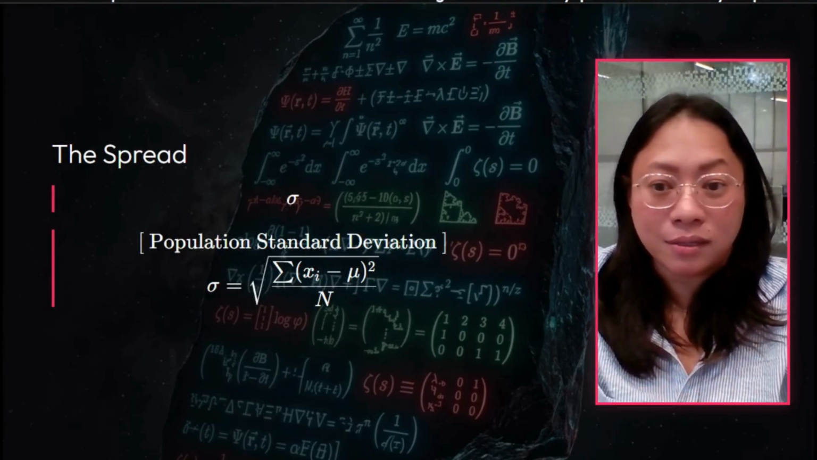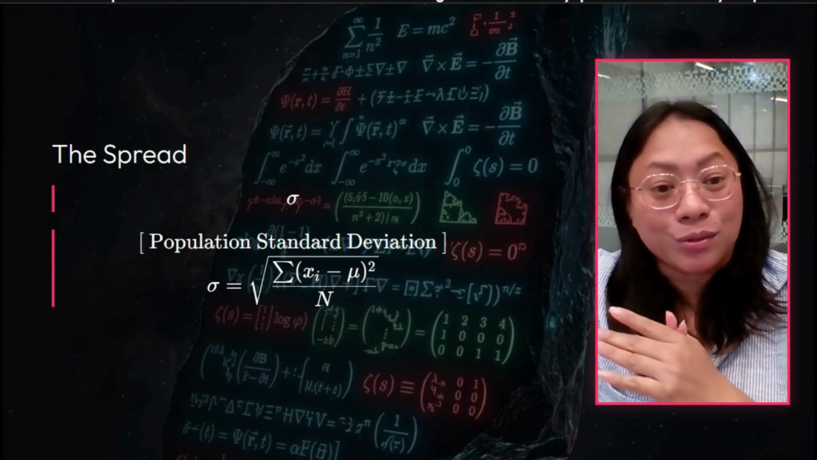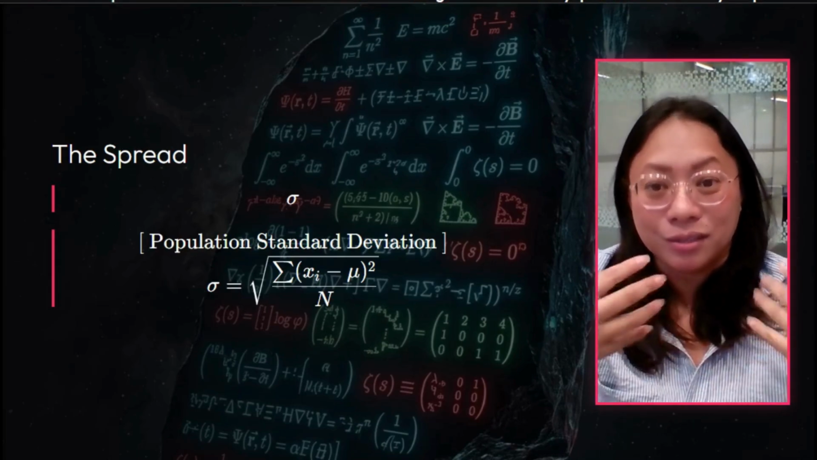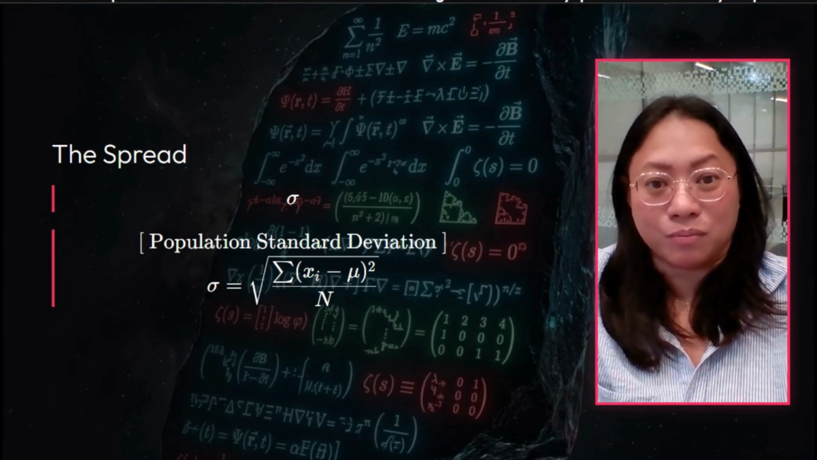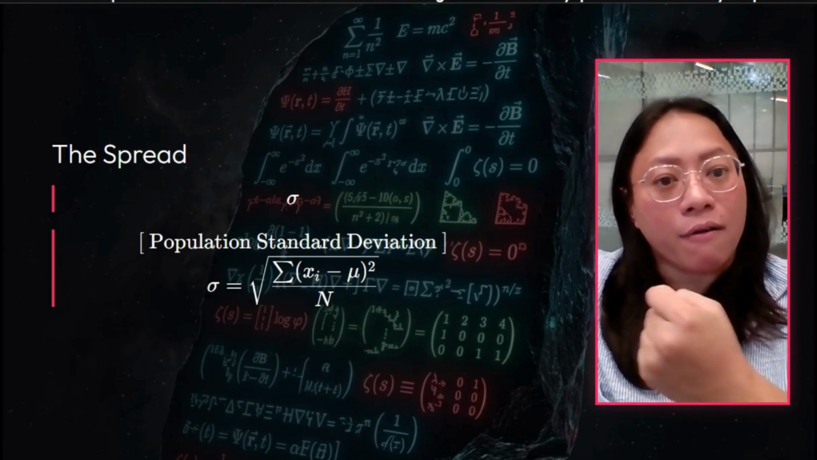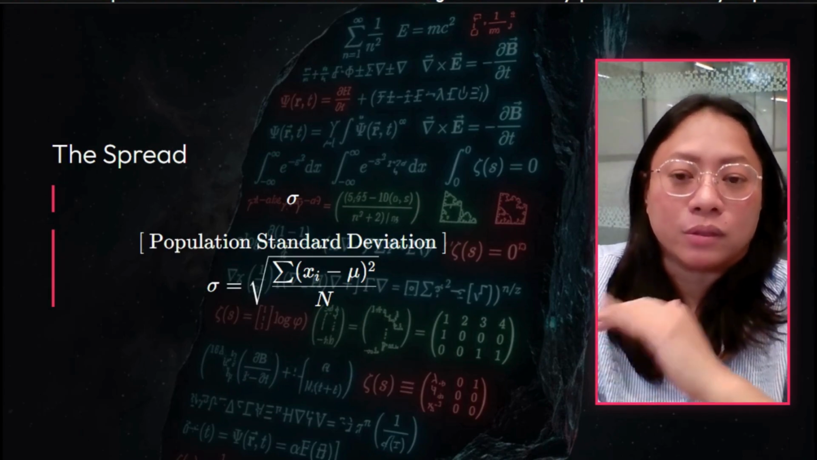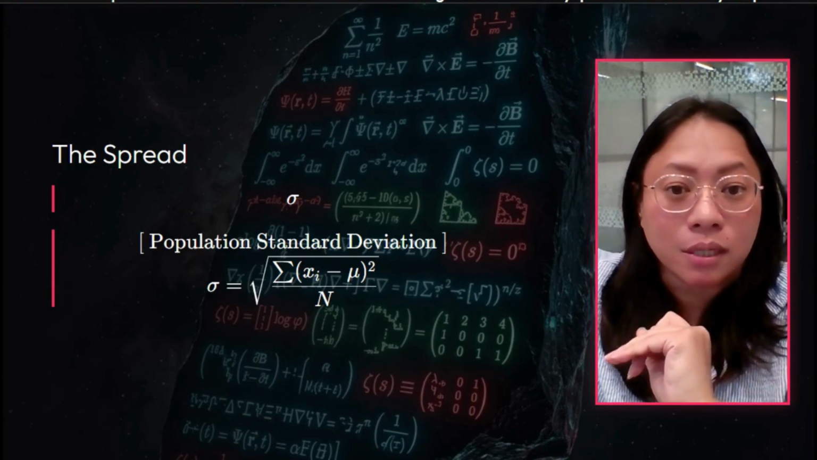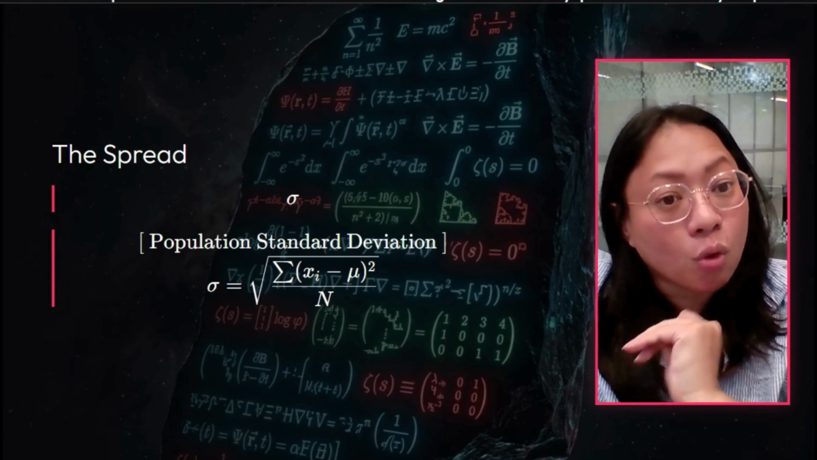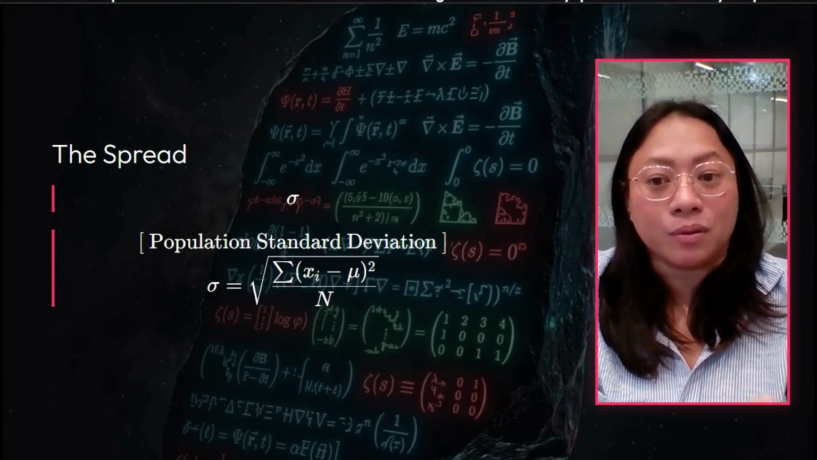So now let's take a look at the spread, known as sigma. In statistics, the symbol represents standard deviation, and it tells you exactly how far apart, how spread out, and how chaotic your data really is. A small sigma means predictability and order, while a large sigma means absolute unpredictable chaos.